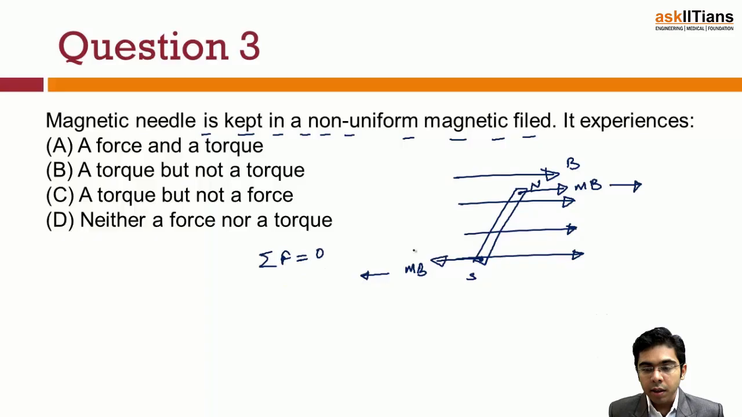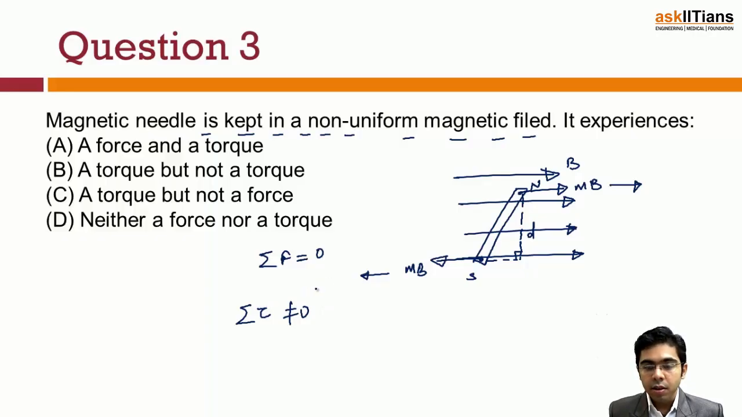But we have seen that torque is non-zero. If this is distance d, the perpendicular distance between the two forces, then the summation of torque is non-zero and equals MB into d, that is, force into the perpendicular distance between the two forces. So this is what we know, but this is possible only in the uniform field.